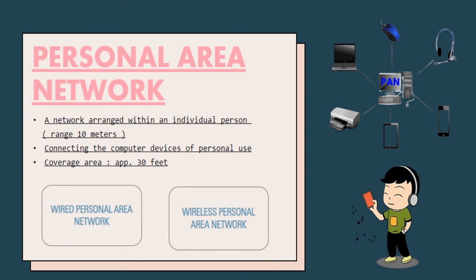Moving on to the next one, which is Personal Area Network, aka PAN. PAN is a network arranged within an individual person with a specific range. This network connects the computer devices of personal use. The range area of this network is approximately 30 feet within the center of connection.